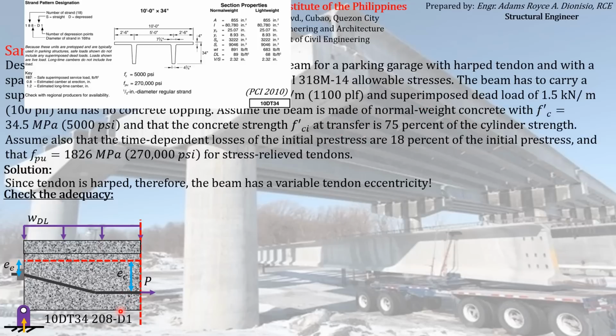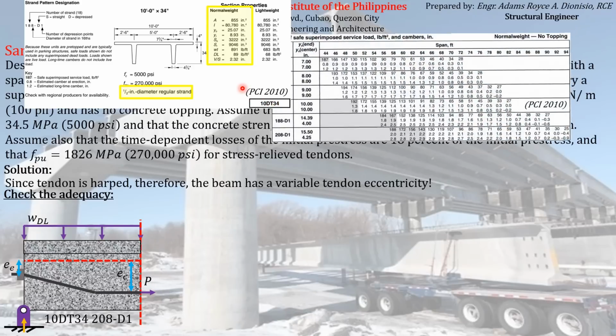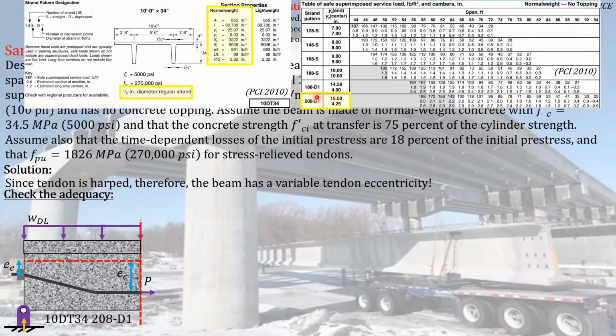Although again, we just have to check its adequacy at different stages of pre-stressing. So again, the resulting stresses at the concrete element at different stages of pre-stressing must not exceed the allowable stresses specified by the code. Since this is the design that we have made, and these are the properties of the section, you can refer here to PCI 2010 for the particular properties of 10DT34, as well as the properties of a 28-D1 strand pattern for a normal weight non-topped concrete.